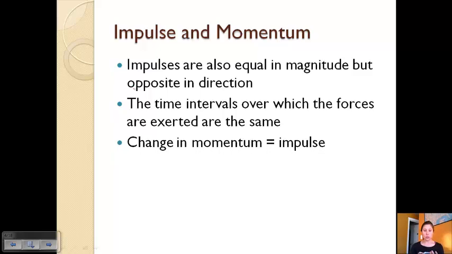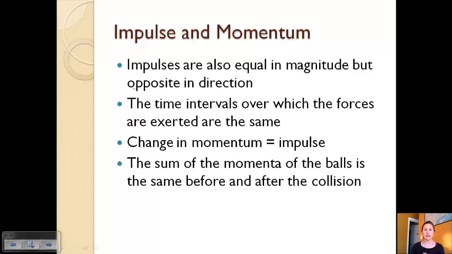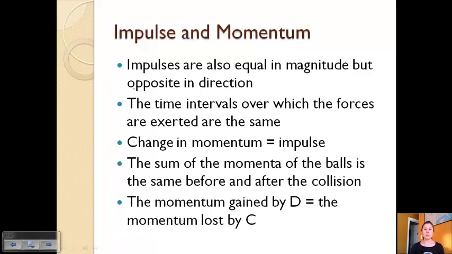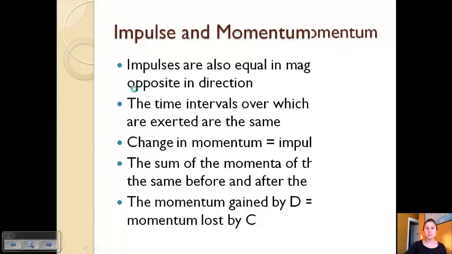Since we know that change in momentum is equal to impulse, the sum of the momenta of all the objects, like cue balls when playing pool, is the same before and after a collision. That's the system we're going to look at when we look at conservation of momentum. The momentum gained by object D is equal to the momentum lost by object C. We're going to look at a lot of cue ball collisions with other pool balls, so the momentum gained by the object that gets hit is equal to the momentum lost by usually the cue ball.